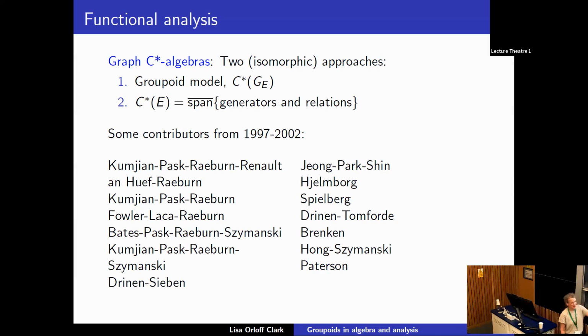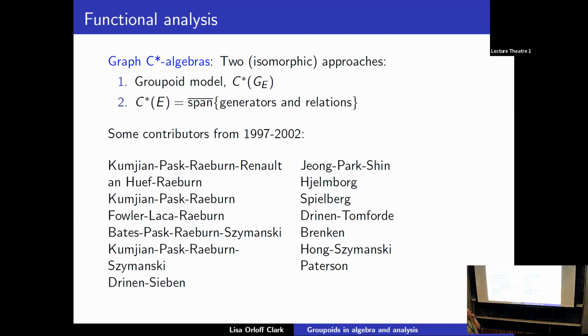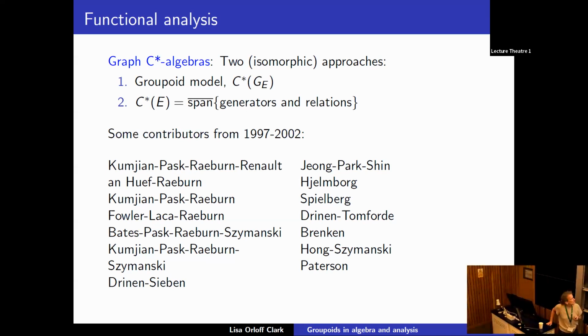But I decided to look on MathSciNet for the first 5 years. This isn't every single paper, but I searched graph C-star algebra anywhere and pulled off a list, just so you could see the kind of contributors. Some single-author ones are missing, but there are lots of Pask, Raeburn, Kumjian, etc. Jack Spielberg's here. Drinen and Tomforde, again, this is when I was a PhD student with Mark Tomforde, and Doug Drinen was a postdoc where I was, so I saw that one happening. Anyway, so these are just the introduction to graph C-star algebras, how this unfolded.